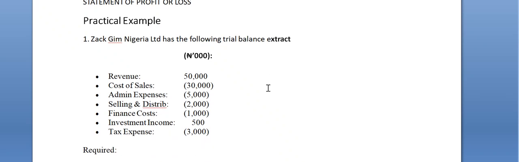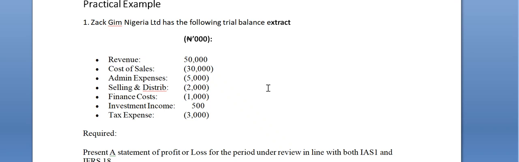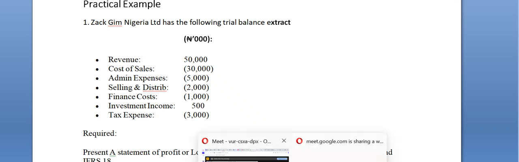So now look at this example. Zach Gim Nigeria Limited has the following trial balance extract: revenue, cost of sales, admin expenses, selling and distribution, finance costs, investment income, tax expense.